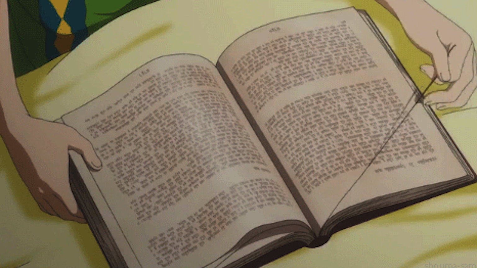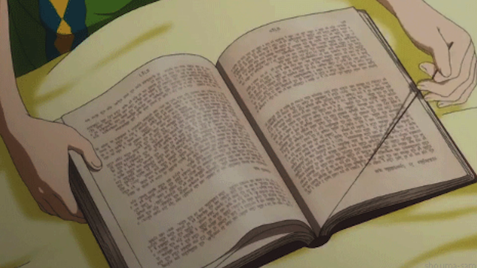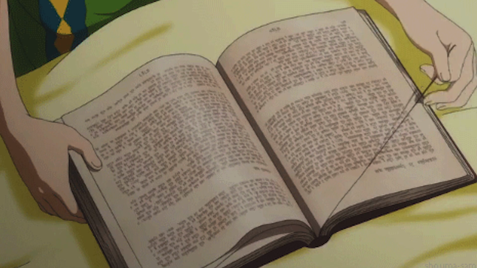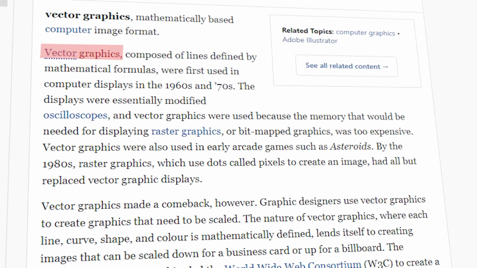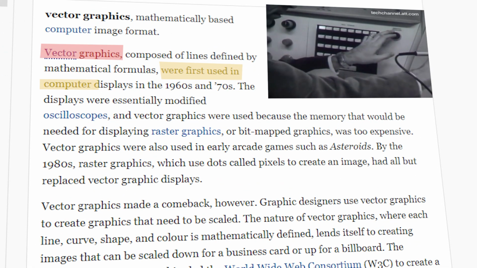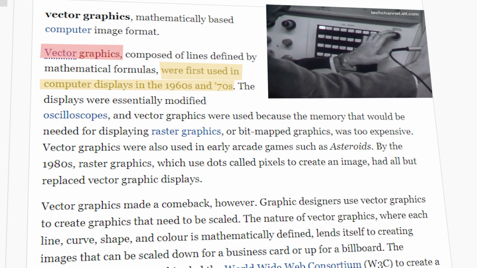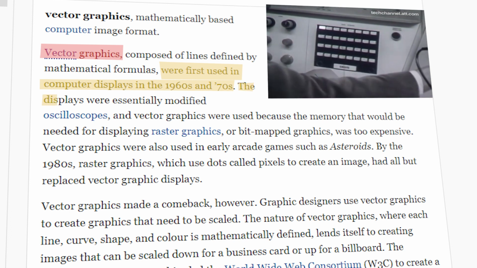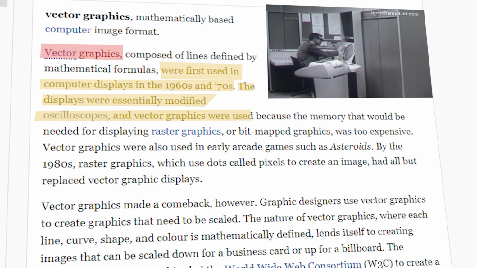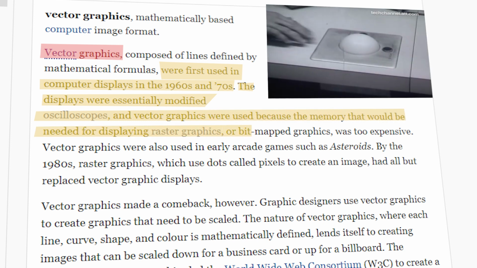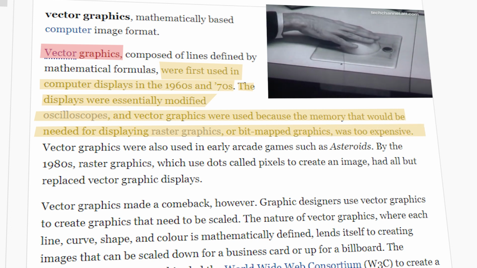With a medium this rich, you'd think the history is richer. And you'd be right. In Britannica, we find a glimpse on how vector graphics came to life. Vector graphics were first used in computer displays in the 1960s and 70s. The displays were essentially modified oscilloscopes, and vector graphics were used because the memory that would be needed for displaying raster graphics or bitmap graphics was too expensive.